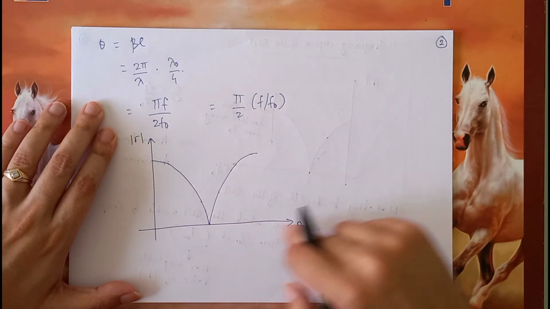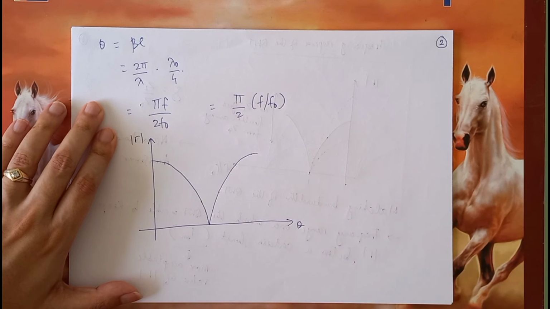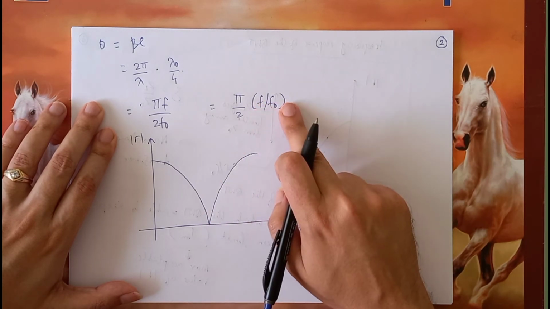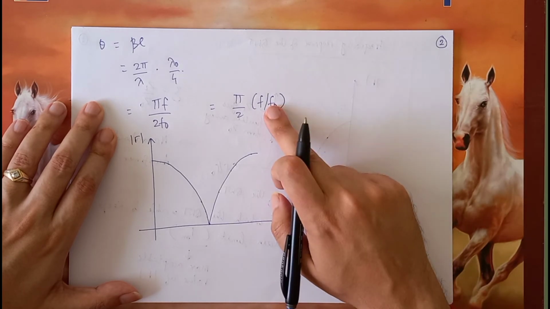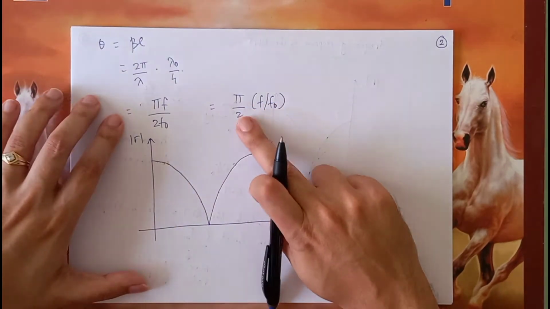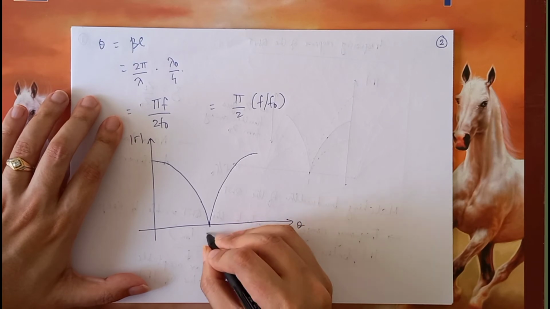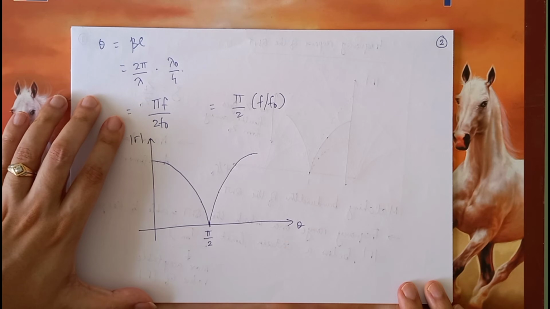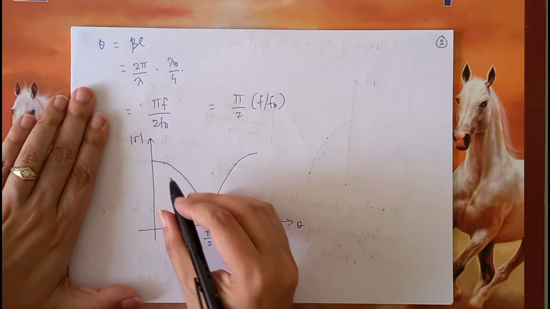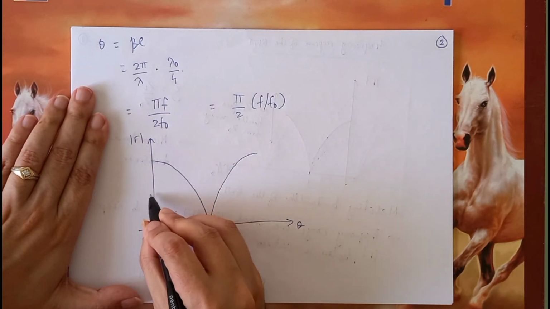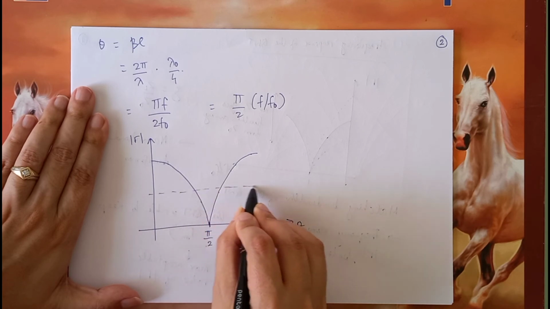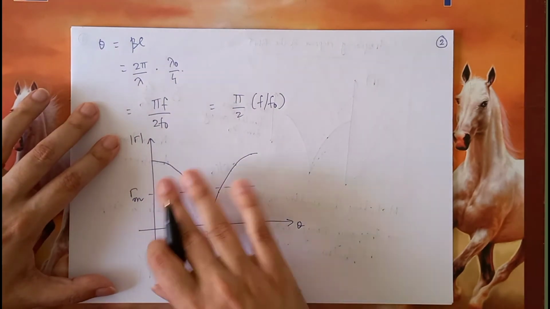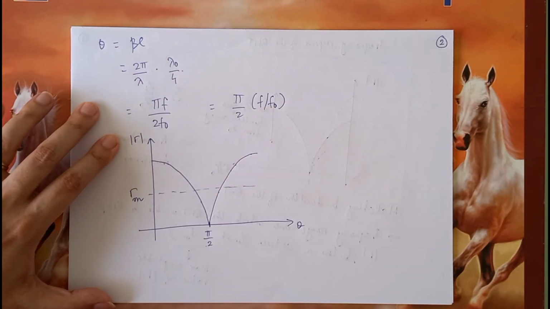So when the scale on the x-axis was f by f0, the minima would occur when f by f0 was 1. But in the theta scale, when f by f0 becomes 1, theta will become pi by 2. So therefore, the minima point is when it is pi by 2. Now, let us say we define that maximum acceptable gamma value, or gamma m, as this particular level.